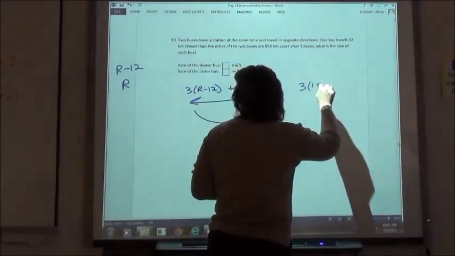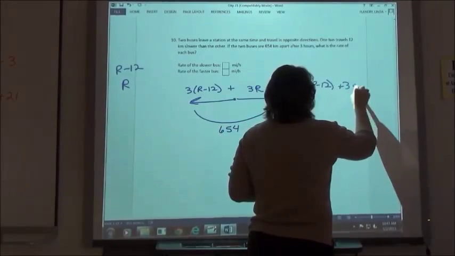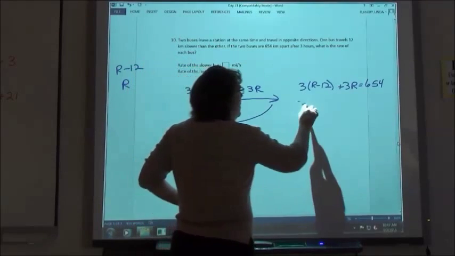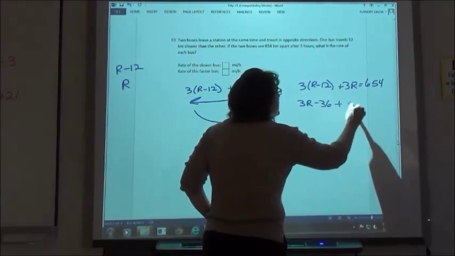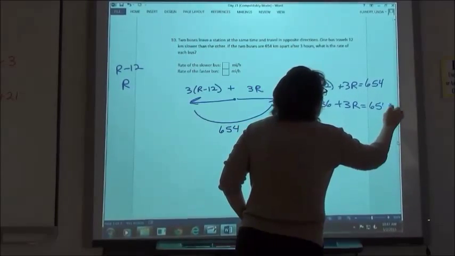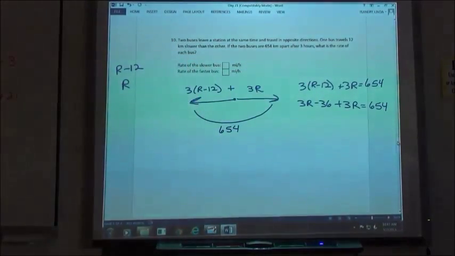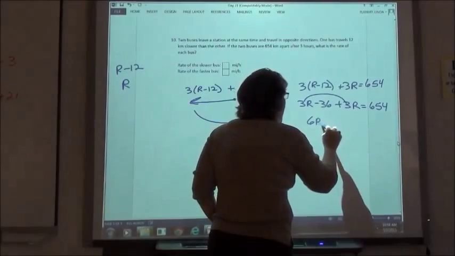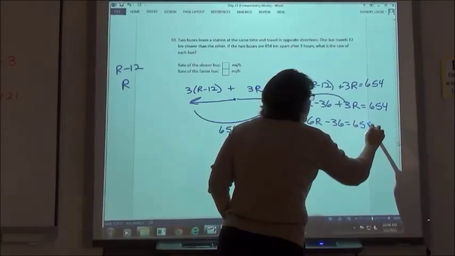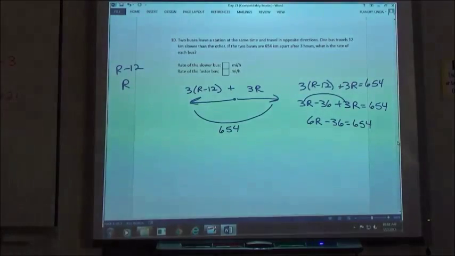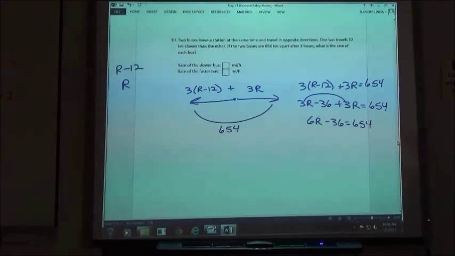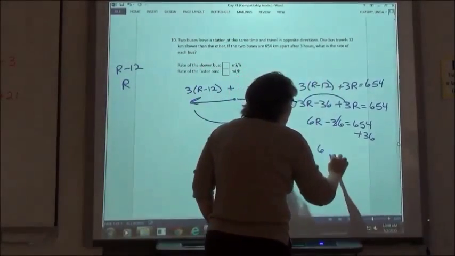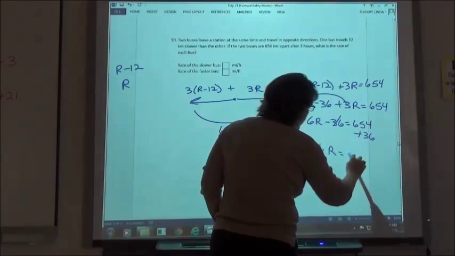So 3 times (r minus 12) plus 3r equals 654. Using my distributive property, 3r minus 36 plus 3r equals 654 then. Combining my like terms, 3r plus 3r would be 6r. 6r minus 36 equals 654. I got to move my 36 to the other side, so I've got to add it this time, right? It's a minus 36, I got to make it a plus 36. So 6r is going to equal 690, thank you.